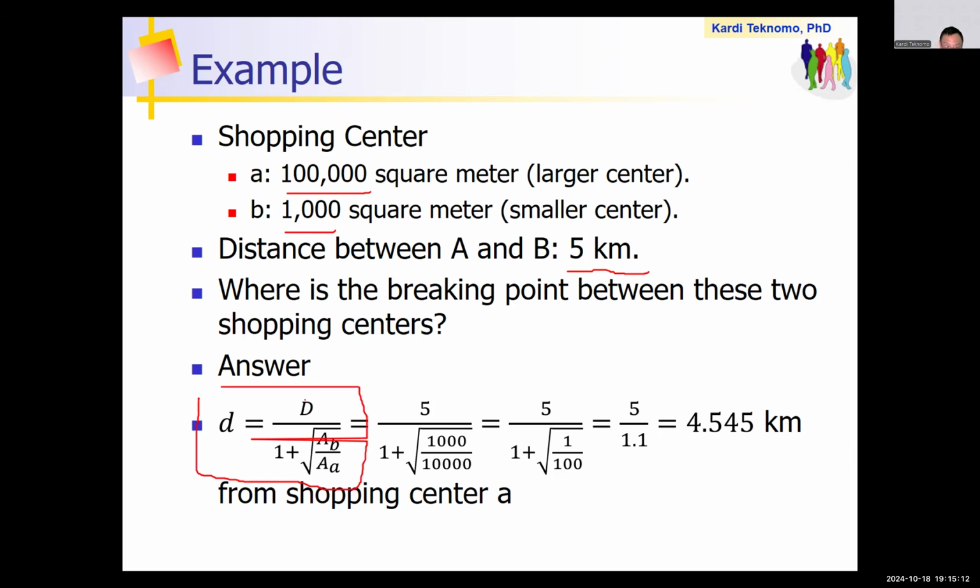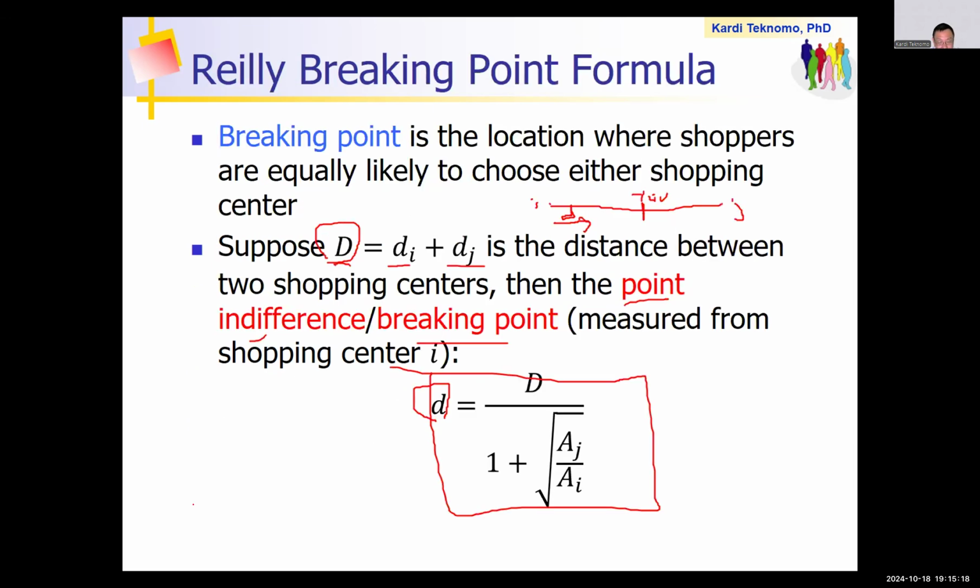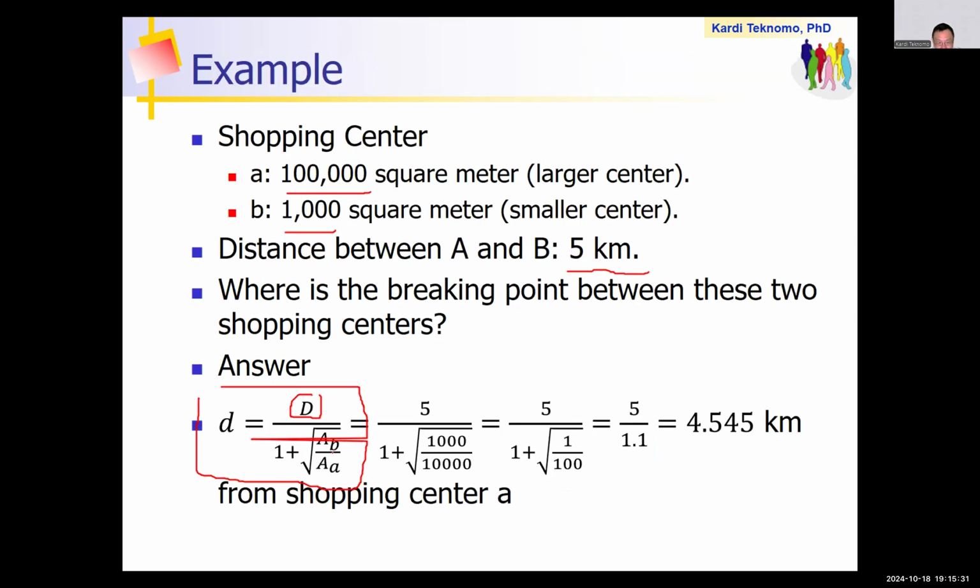T is 5, right? The distance between two shopping centers. And be careful here. So this one is J and I, not I over J, but J over I, because this is measured from shopping center I. So in this case, you need to put B over A.